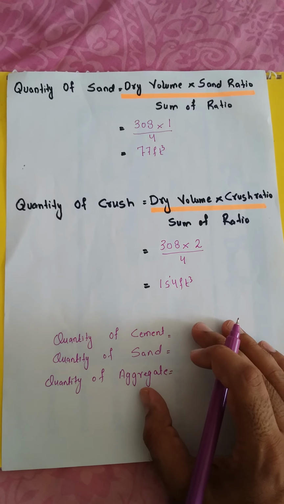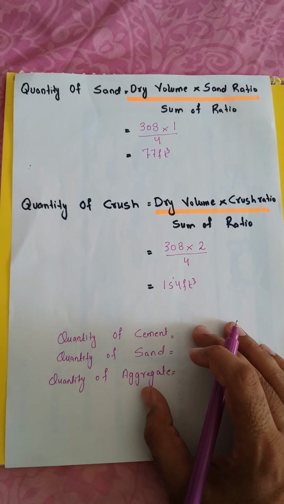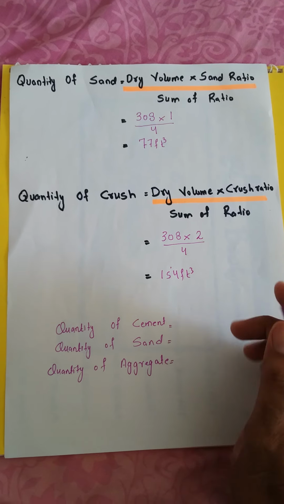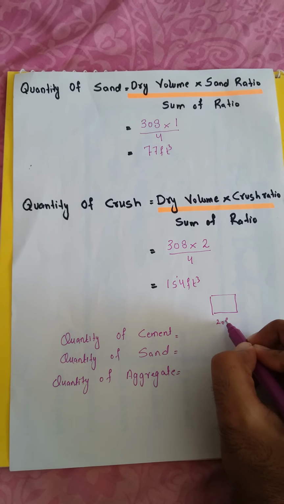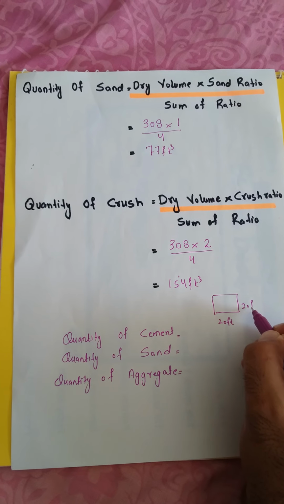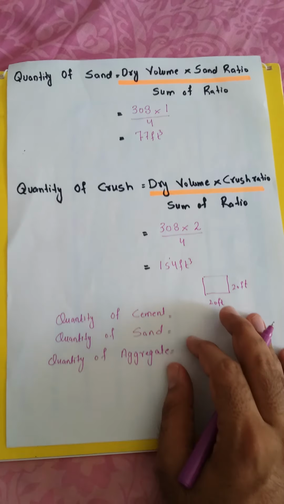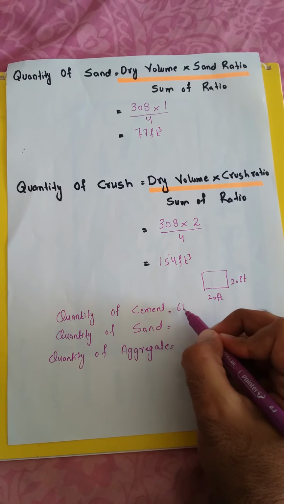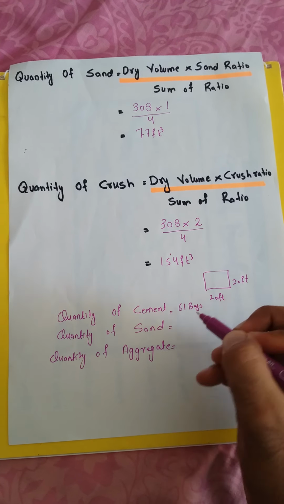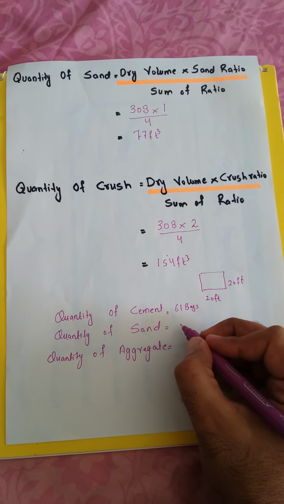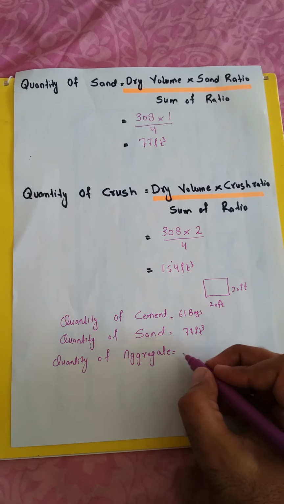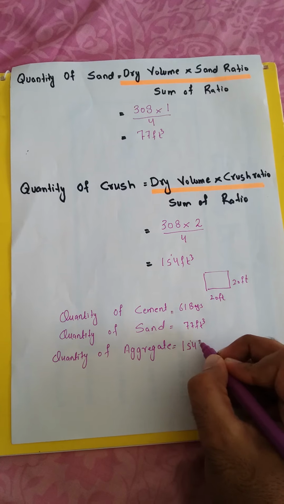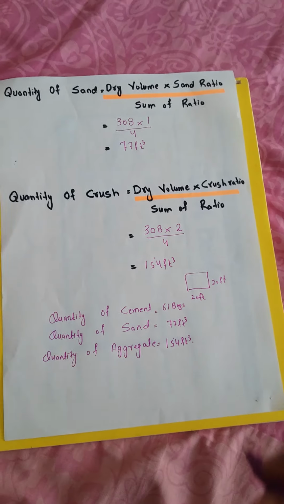Now we come to the conclusion. For a slab whose dimensions are 20 feet by 20 feet, the quantity of cement required is 61 bags, the quantity of sand required is 77 cubic feet and the quantity of aggregate is 154 cubic feet. This is very important.